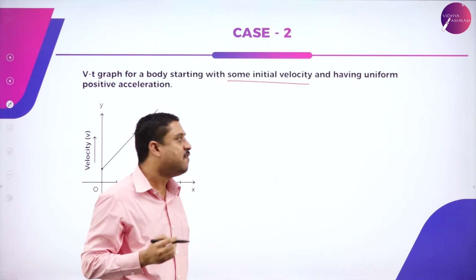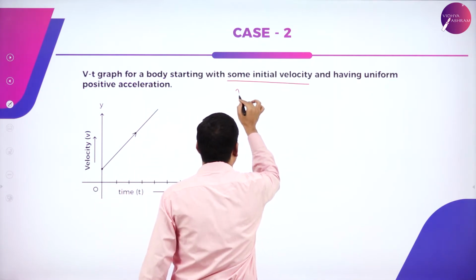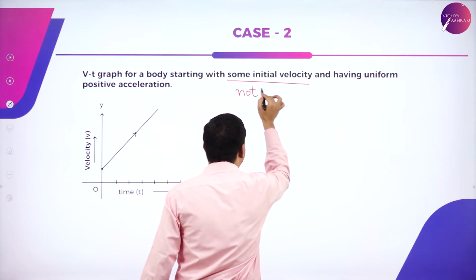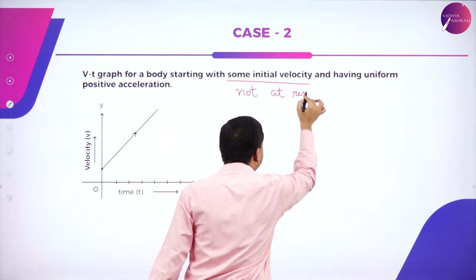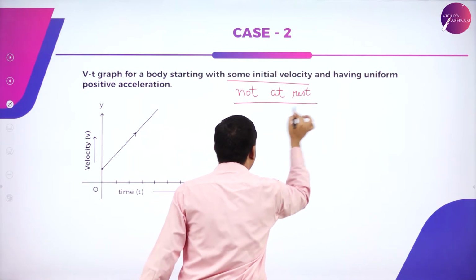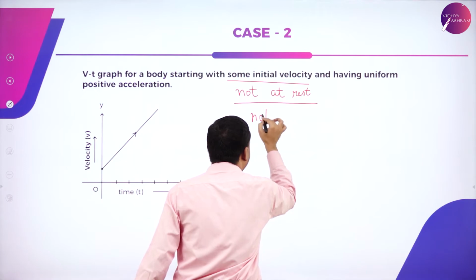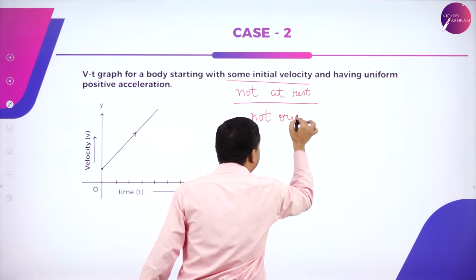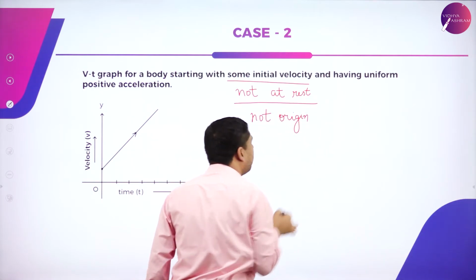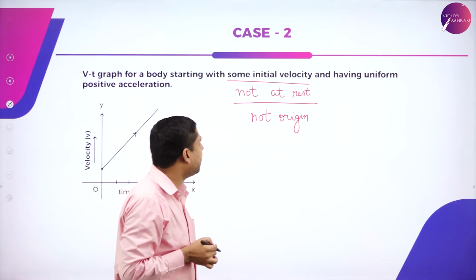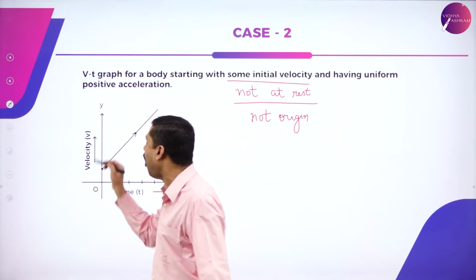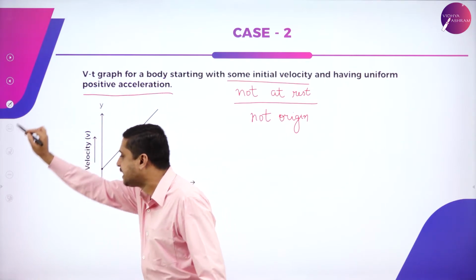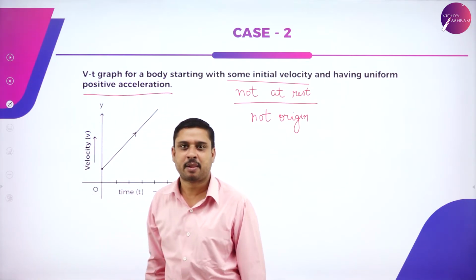Some initial velocity, and the body is not at rest. And when I say the body is not at rest, it is not at the origin, and it has to have again uniform positive acceleration.